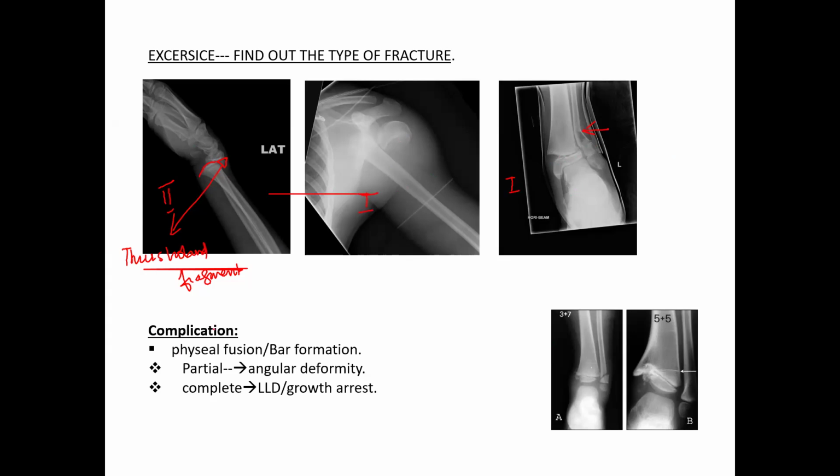Complications of these fractures: sometimes if they are not reduced properly, they may form a physeal bar or physeal fusion. If you see here, there is fusion or destruction of the physis. If there is destruction of the physis, there is no growth here, only growth on this side, so the bone will deviate to this side. If half of the physis is damaged, the opposite half will overgrow, resulting in angular deformity. If the complete physis is damaged, then it will cause complete growth arrest, resulting in limb length discrepancy.